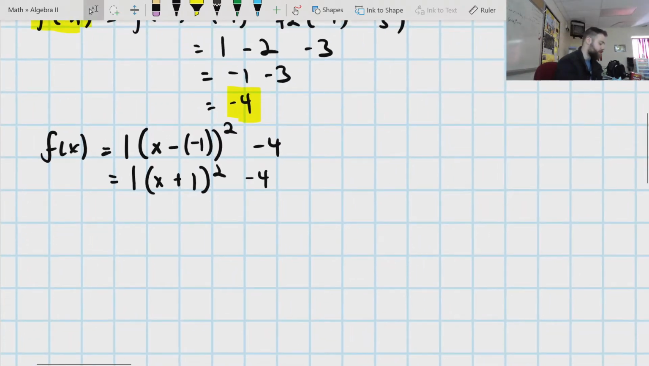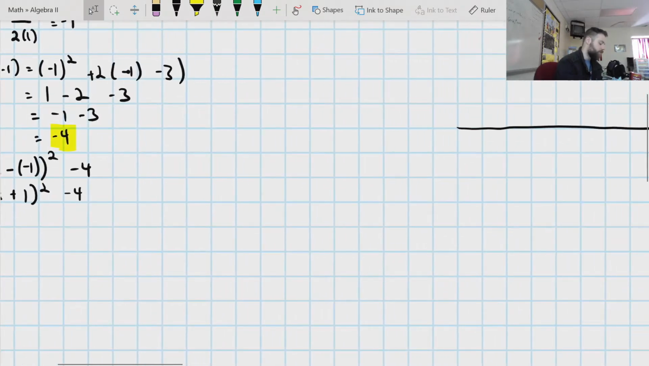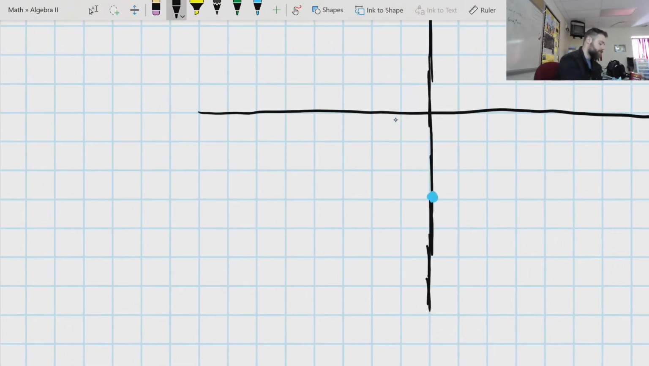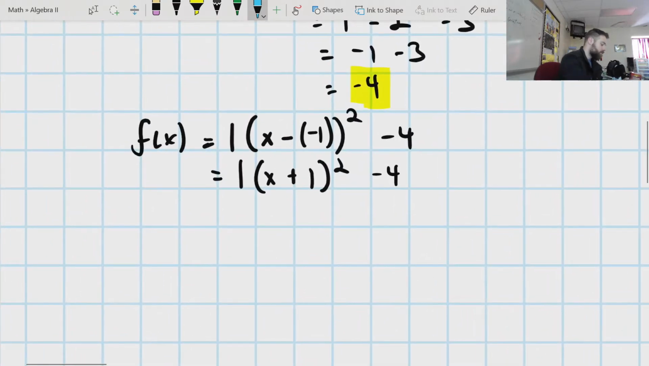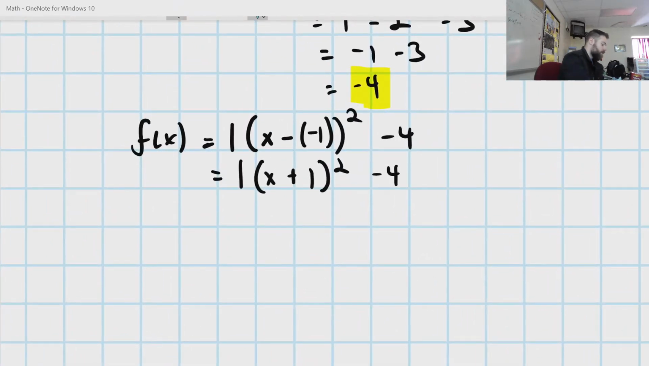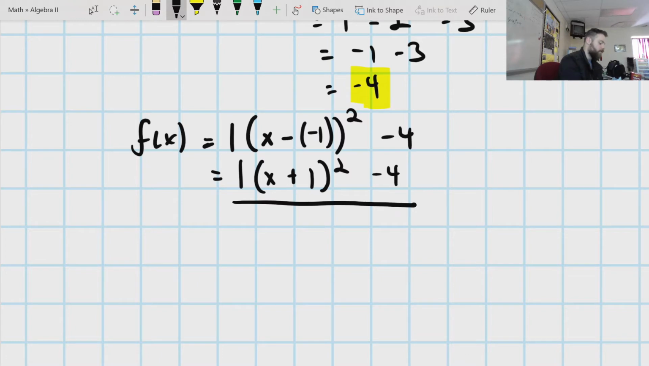So this tells me where to shift the function. This function is shifting left 1 and down 4. So left 1, down 4. So I'm going to put a blue dot there. So negative 1, negative 2, negative 3, negative 4. Okay, so I've got 1 times x plus 1 squared minus 4 equals f of x.